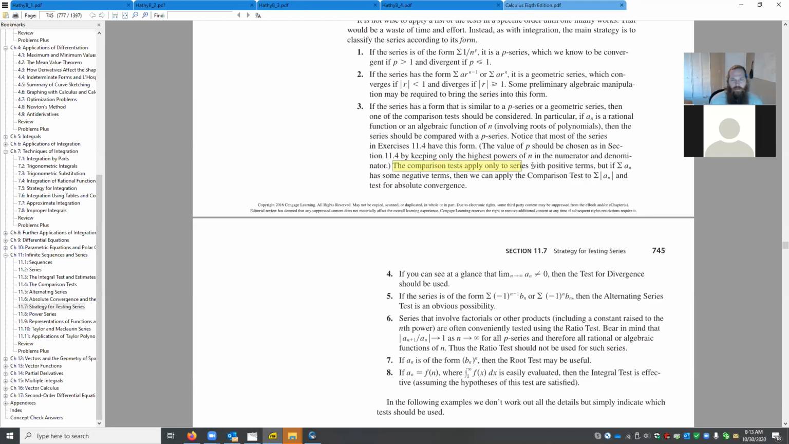Remember that comparison tests only work on series with positive terms. So just like the problem we worked yesterday in class with the sine of n over n squared, you may have to take absolute values first and then check for absolute convergence in order to use a comparison test.